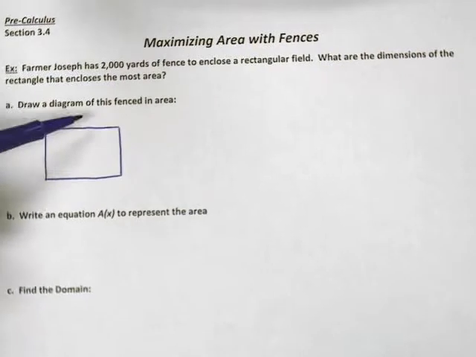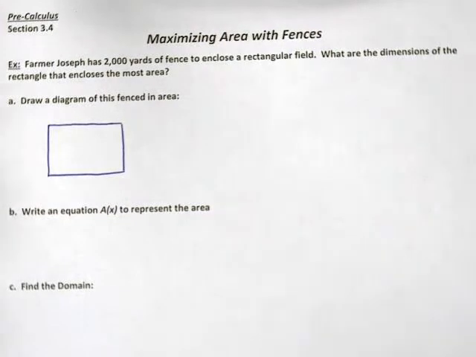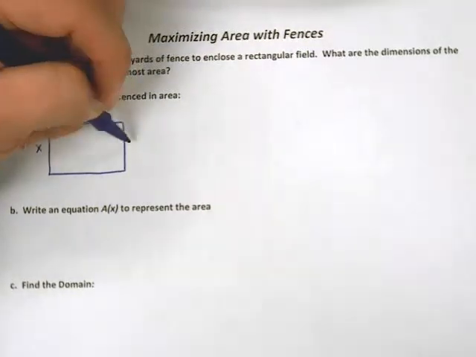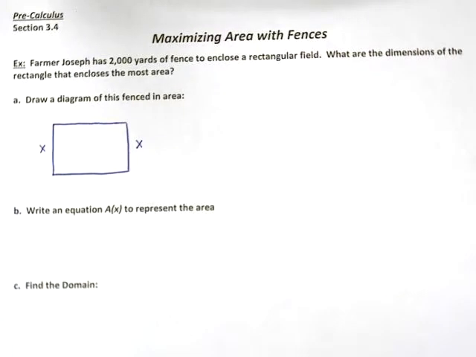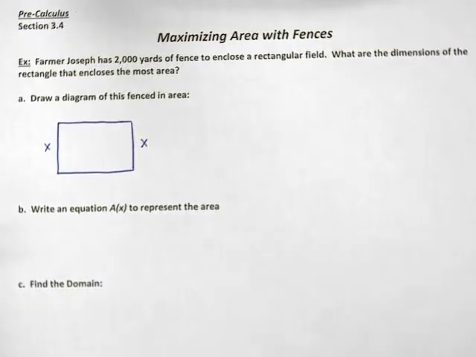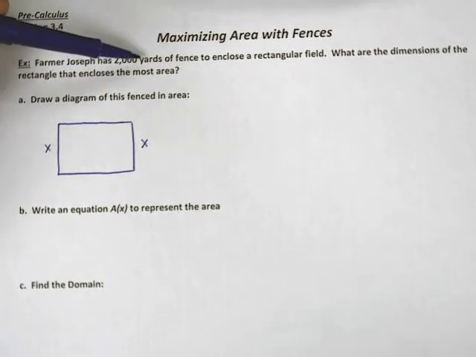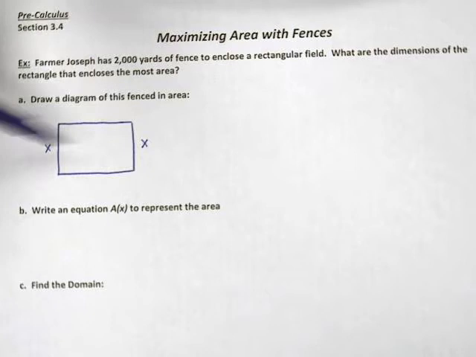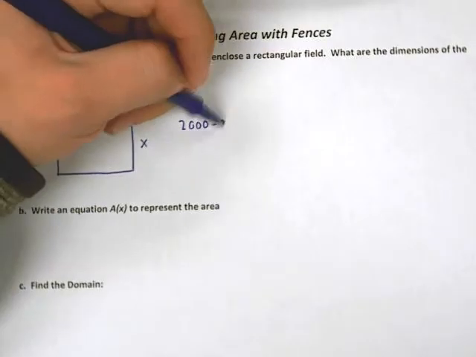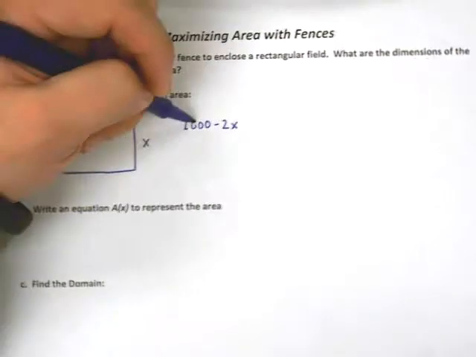Now, we don't know. We're trying to maximize this, so we don't know what to put for the base and the height. So what we do here is we're going to set one set of sides as x. And why do we do that? Well, we know if one side is x, then the other side has to be x. And then we kind of reevaluate where we're at. We knew that we started with 2,000 yards of fence, and we just used 2x worth, okay? So if we think about this, we had 2,000, and we took away 2x from the original 2,000.